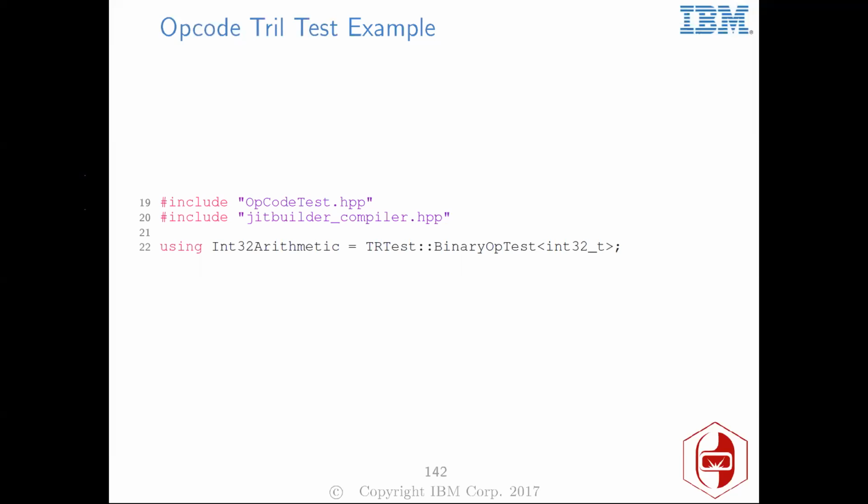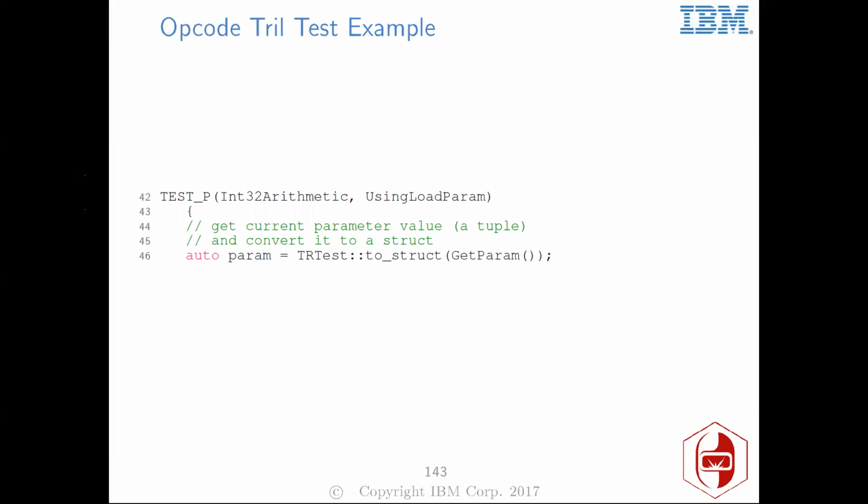First things first, of course, we include our headers, define an alias for the test fixture we are going to use, and here we have to specify the type that the opcode is going to be dealing with. So in this case, we're only going to use opcodes that deal with 32-bit integers.